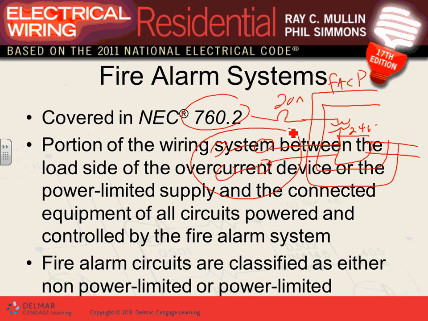So they define it as the wiring system between the load side of the overcurrent detection device or the power limited supply and the connected equipment of all circuits powered by and controlled by the fire alarm system. They are fire alarm circuits, guys, based on Article 760, classified as either non-power limited or power limited. A lot of them are power limited, 24 volts or less, not a whole lot of juice in them. So they are free of the shock hazard, but not of the fire hazard.